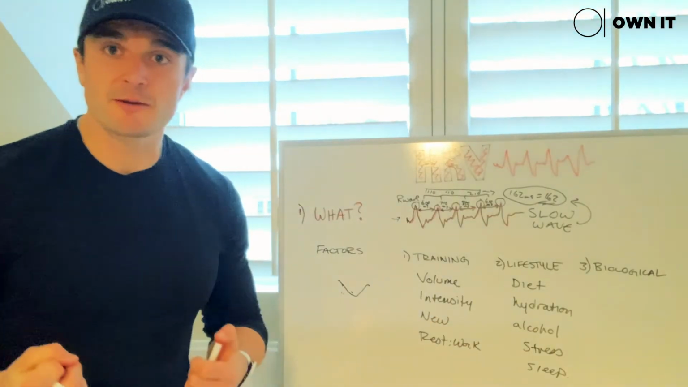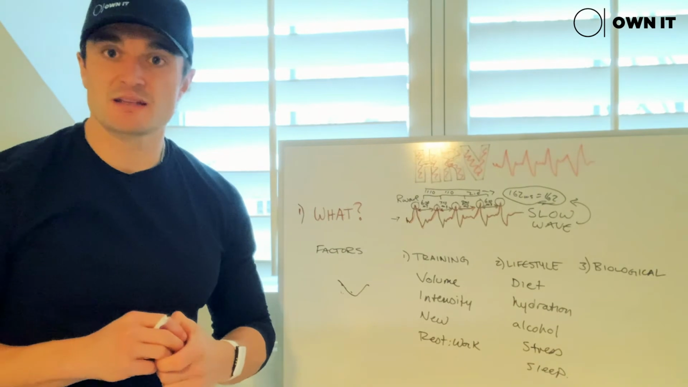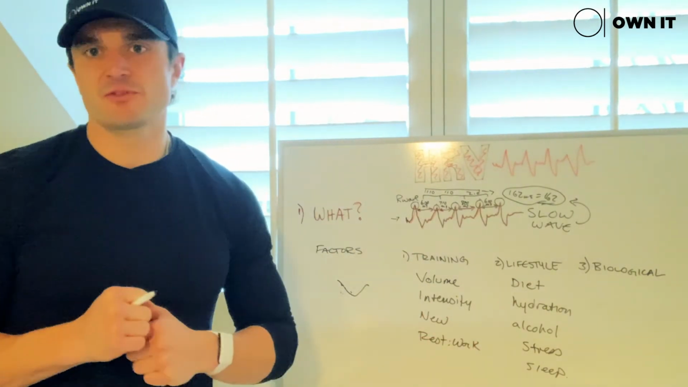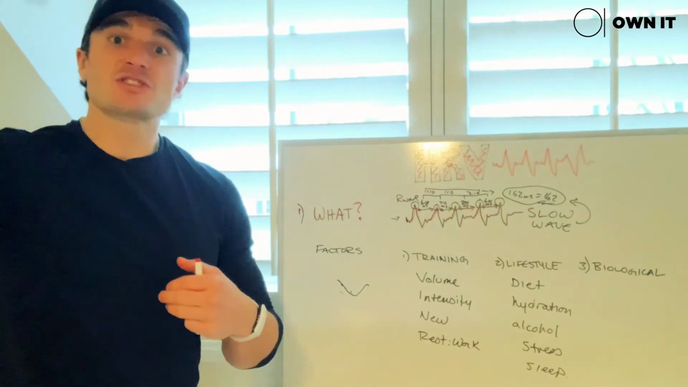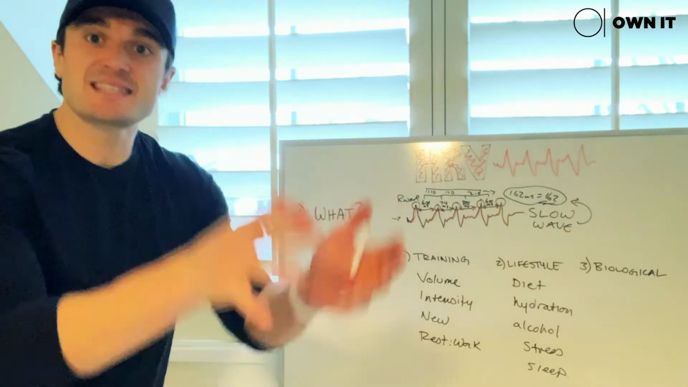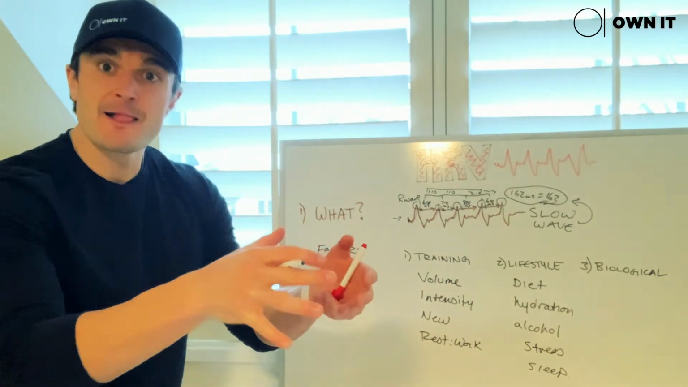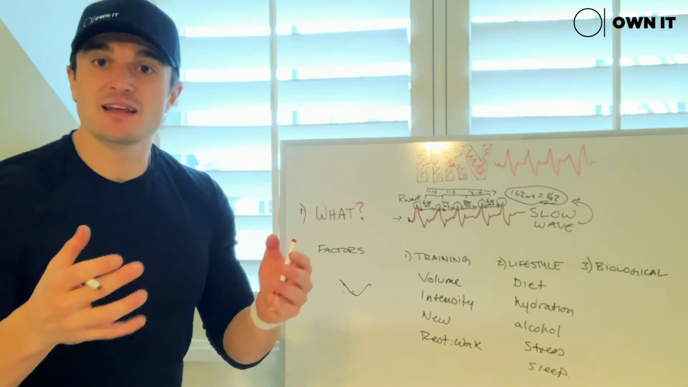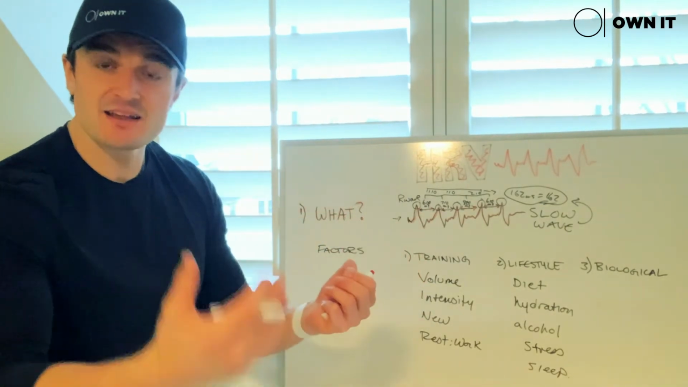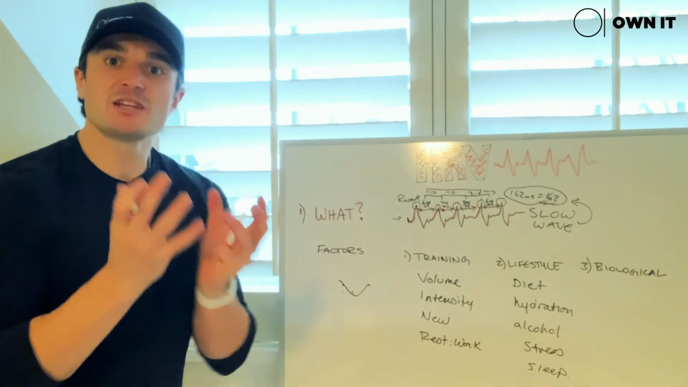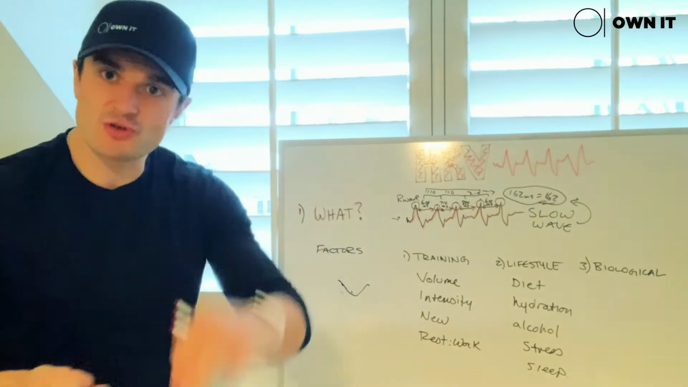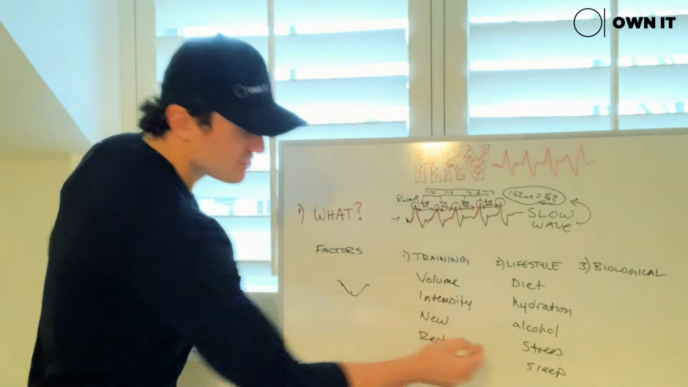Alcohol will do the same thing. It's going to drive an upward trend in that HRV. Stress is going to have a major influence on whether our HRV is depressed or elevated. Because again, going back to the nervous system, stress stimulates that sympathetic nervous system side. And if we don't have a balance between the parasympathetic and the sympathetic nervous system, we get into what's called this chronic overload of the sympathetic nervous system, and it's going to drive the HRV downwards. So stress is a big one.